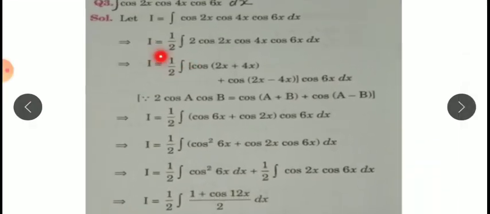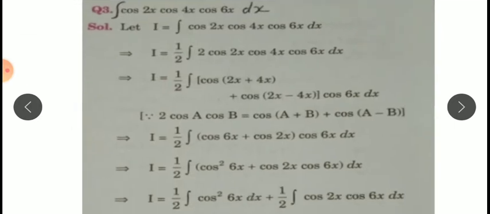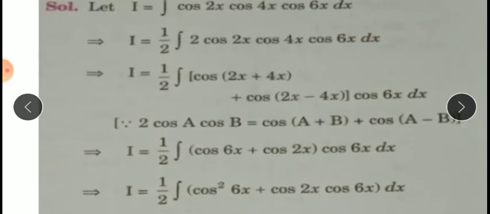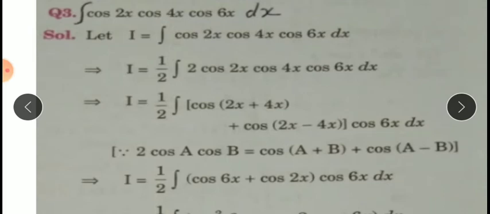See the next question, that is question number 3. Integration cos 2x, cos 4x, cos 6x. You can also see this question. It is not written directly in integrable form. So we have to change the given question into integrable form. This is the most important factor in integration, to change the given function into integrable form.